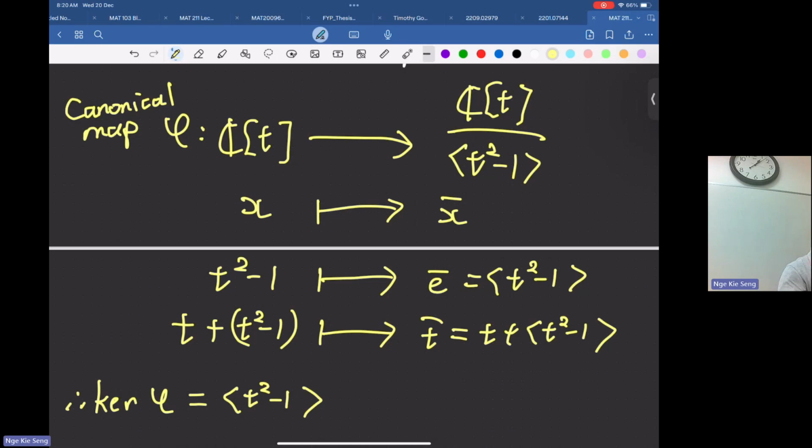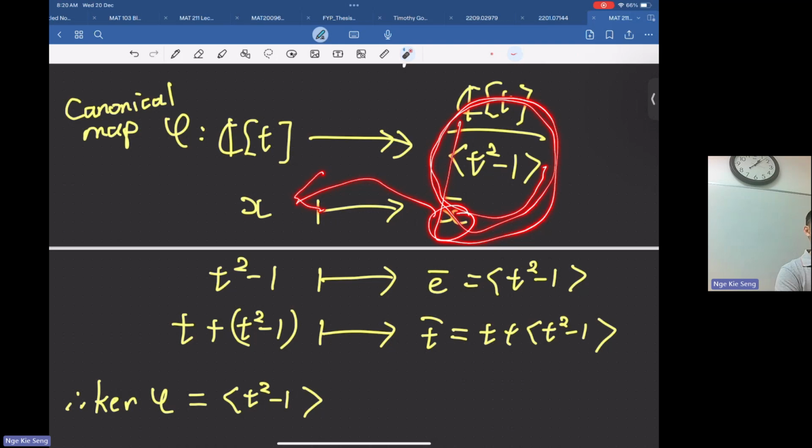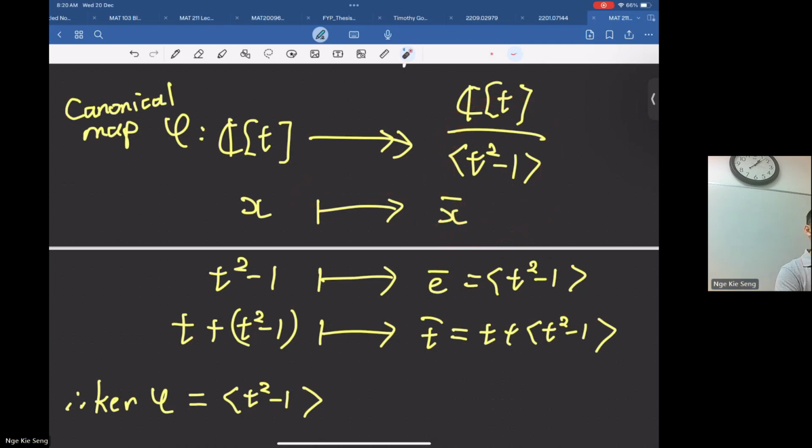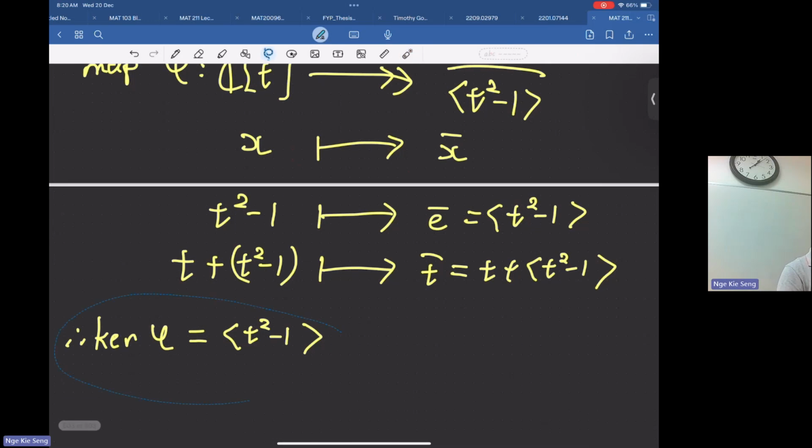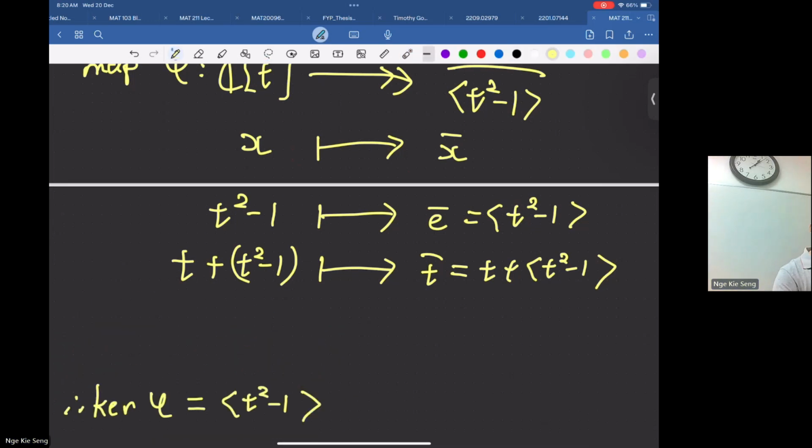So in this case we have the surjective map, because for all the cosets here, we can pick the representative as the pre-image. Let me write it down here. For all the a plus t squared minus 1 bar, you can pick a to be the pre-image.